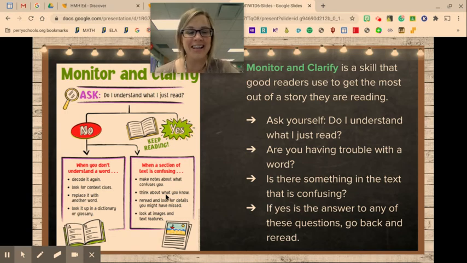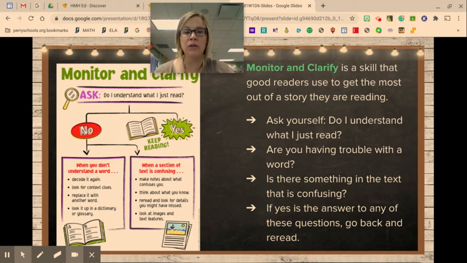Jot down what confuses you, and think about what you already know from your own reading or from what you just know. And then, of course, our big thing is going to be to reread and look for those details that you might have missed. A lot of times you can also look at images in those text features.